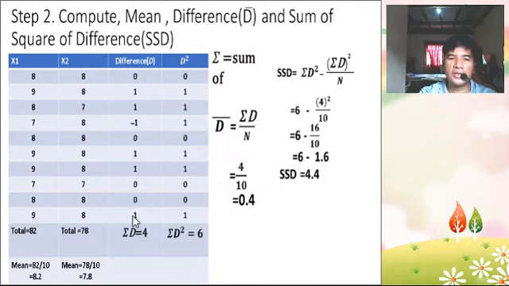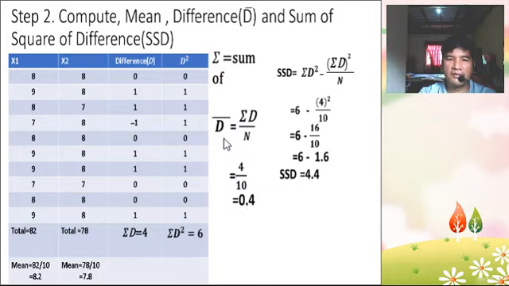Then after that, you have to get the total. 0 plus 1 plus 1 plus negative 1 plus 1 plus 1 plus 1 equals positive 4. Then you also get the total of the squares. 0 plus 1 plus 1 plus 1 plus 1 plus 1 plus 1 equals positive 6. So that is the sum of the squared differences. Next, the meaning of the symbol sigma is sum of. That's why we have the sum of d and the sum of d square. To get the mean difference, you divide the sum of d by the number of participants. So the sum of d is 4, divided by the number of participants, 10. 4 divided by 10 equals 0.4.